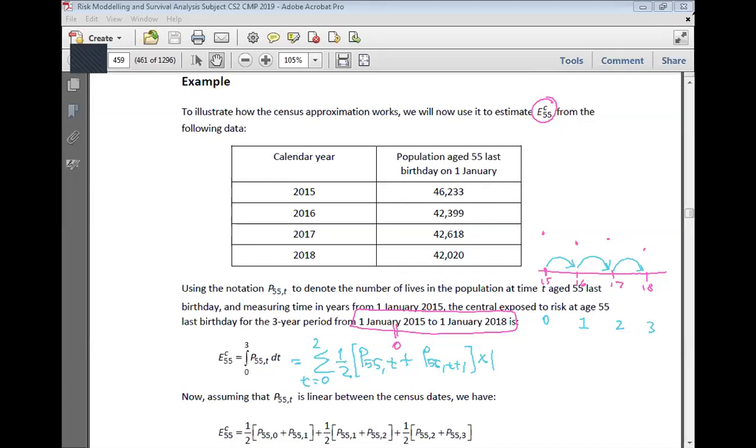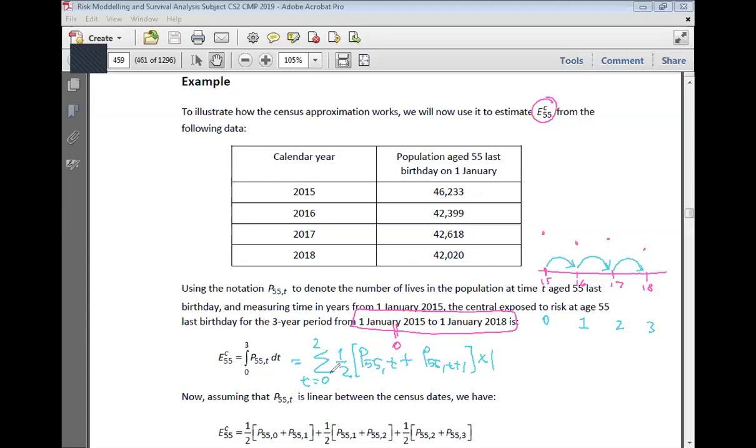So ma'am, that is like for 0, then 1, and then 2. Yeah, basically 0 to 1 is the first year, 1 to 2 is the second year, and 2 to 3 is the third year, the way we are denoting this. Why have we written the summation from 0 to 2? Because if you write it from 0 to 3, you will have P55 3 plus P55 4. But do we know 4? We don't have any information about 2019, right? So that wouldn't make any sense.